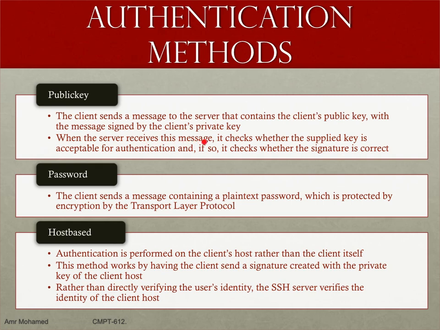When the server receives this message, it checks whether the supplied key is acceptable for authentication. If so, it checks whether the signature is correct, and then it authenticates the user. So that's one method. Another method is the user ID and password. So the client will send a message containing a plain text password.